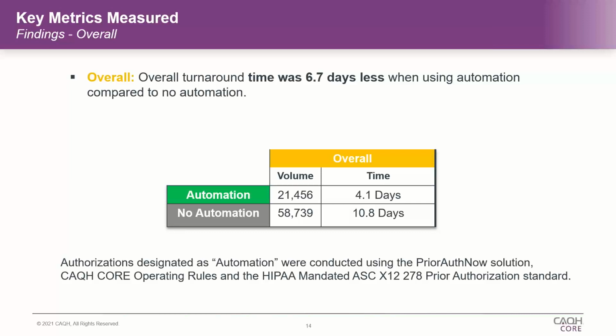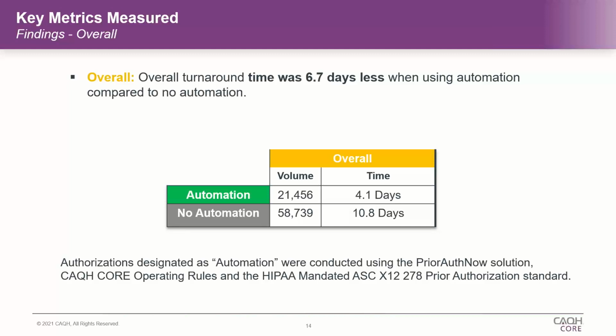With the solution, leveraging the 278 and the core operating rules, those notifications and that removal of waste and time are evident and real. It's 6.7 days. That's huge in terms of providing access to care. Put yourself in a patient's shoes. The last thing that you want to do is wait. You're sick and there's a test or something that's needed. Waiting builds anxiety, and that can have a negative impact on the patient's well-being and the family's well-being. To be able to improve that through the automation solution is real.